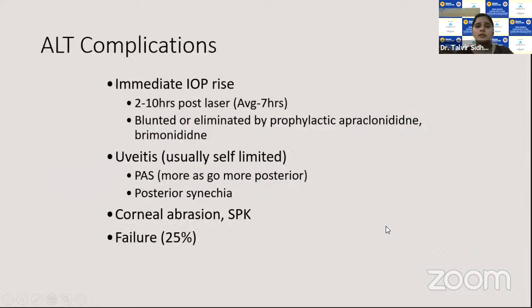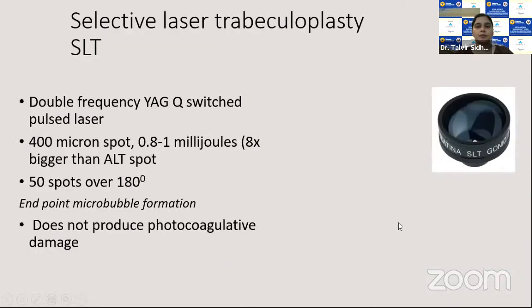The complications are immediate IOP rise, uveitis. You can have corneal abrasions or posterior synechia formation, failure in about 25% of people.